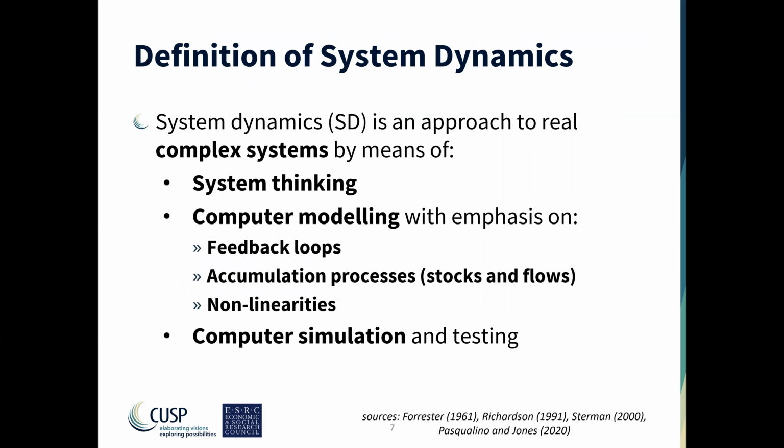So if we want to give a practical definition of system dynamics, it is a computer modeling approach to complex systems. The base of it is system thinking, which is what we saw in the previous slides, and the computer modeling applied is focused on three main elements, which are feedback loops, accumulation processes, that we can refer to as stocks and flows, and nonlinearities. At the end of the day, all of it requires computer simulation to test the structure formulated.